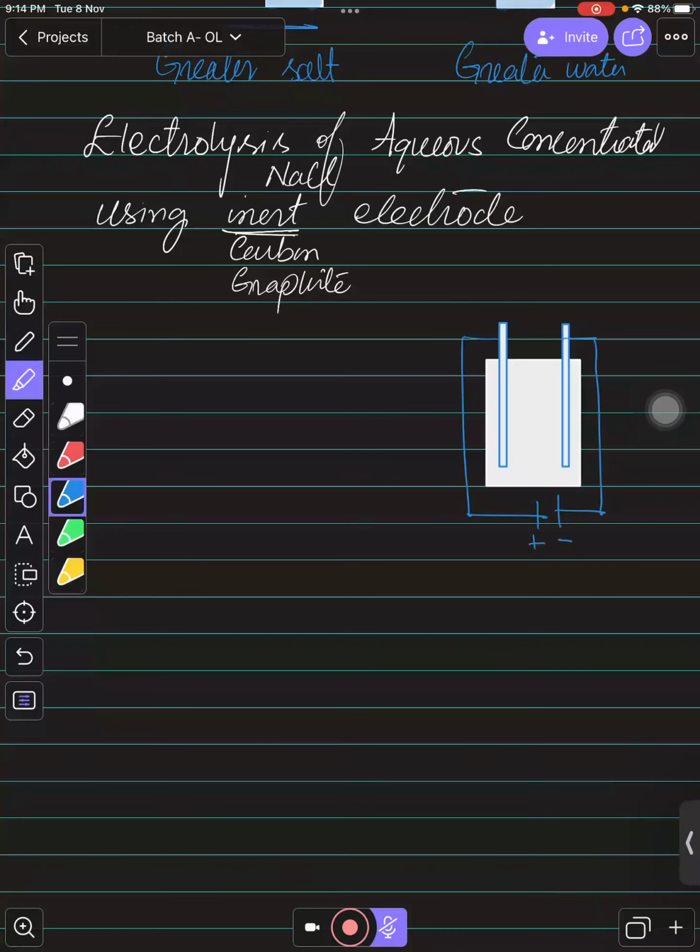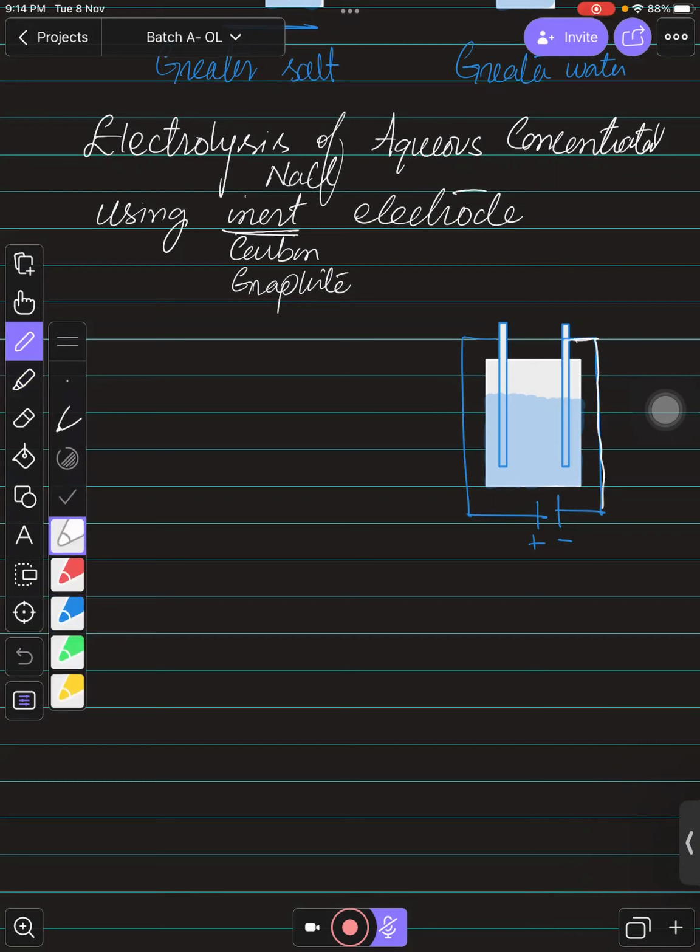And I am using the solution in this, and this solution is right now what, bacho? We just use aqueous NaCl in the concentrated form. So this is aqueous NaCl, which is concentrated. That means we have more salt in this, and water is in a lesser amount, right, bacho? This is the setup. Is that clear to you? Yes. This is the connection, right? So the wires are connecting the battery with the electrodes, and the solution we have right now is aqueous NaCl, and this is concentrated NaCl, right?